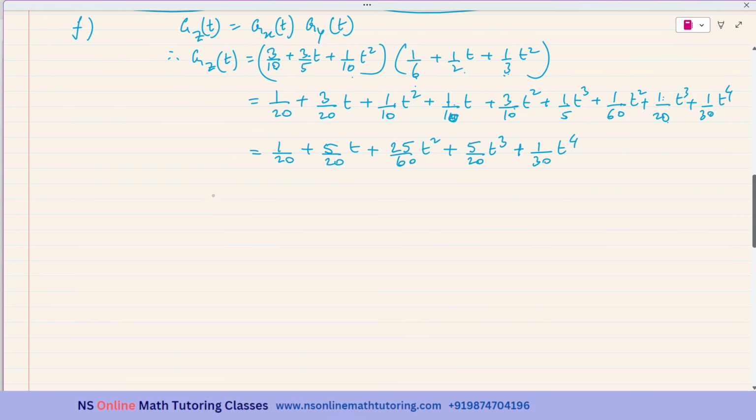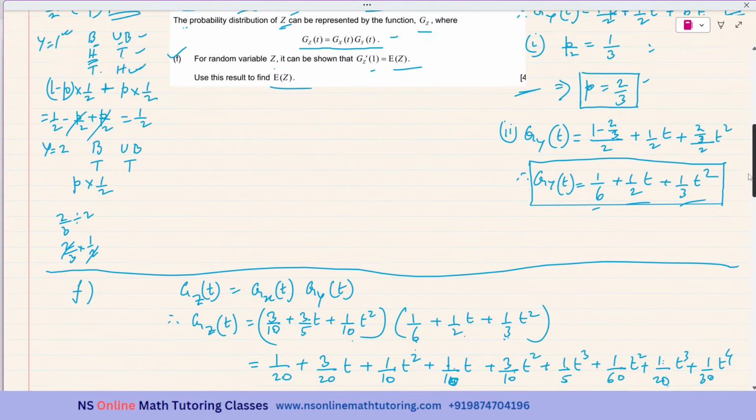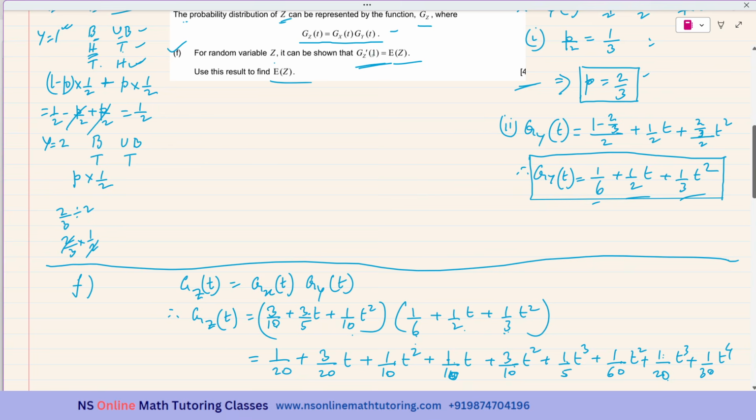Okay, and so therefore, G_Z(t) is equal to 1/20 plus 1/4 t plus 5/12 t², this is 5 times 5 is 25, and 5 times 12 is 60, plus 1/4 t³ plus 1/30 t to the power of 4. Okay. So this is G_Z(t), and we have to find G_Z'(1).